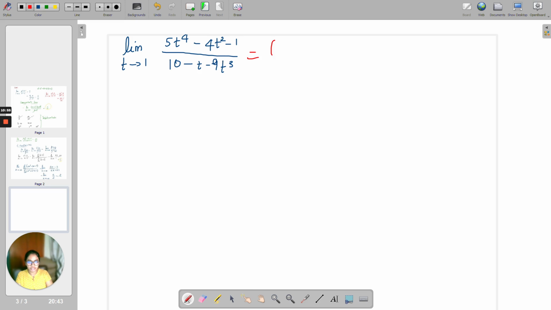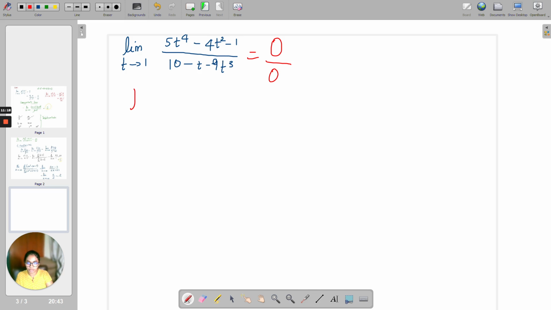So I am getting 0. In the denominator, 10 minus 1 is 9. Again 9 minus 1 would be again 0. So this is an indeterminate form. 0 by 0 is an indeterminate form, that is undefined in maths. So for that, let us use again the L'Hospital's rule.